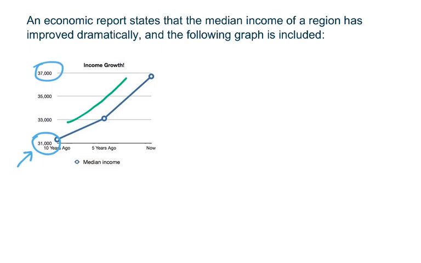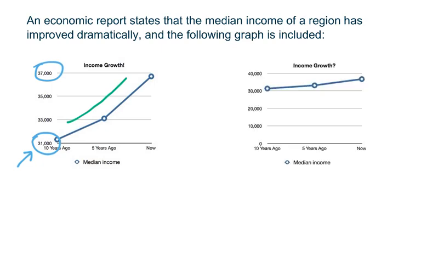Let's redraw this graph using the exact same data points, but see what happens if this y-axis is not truncated. When we redraw the graph and we include the values on the y-axis that are between 0 and 31,000, we still see that the income is growing, but what we see is a very slight increase, not nearly the dramatic increase we saw before. We're using the exact same data points.